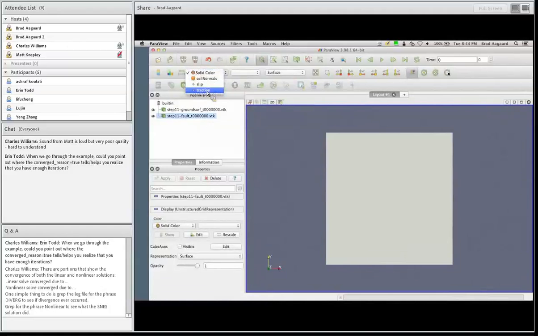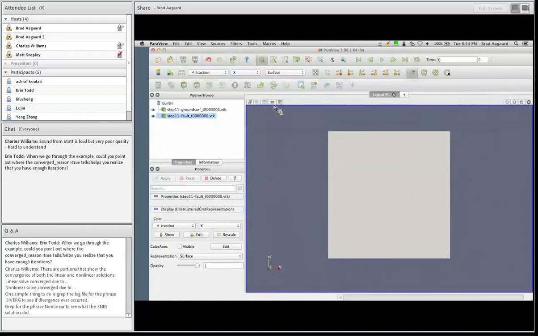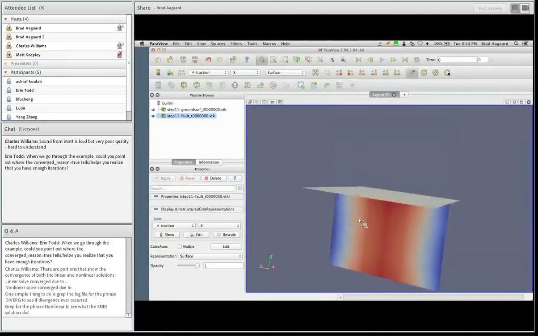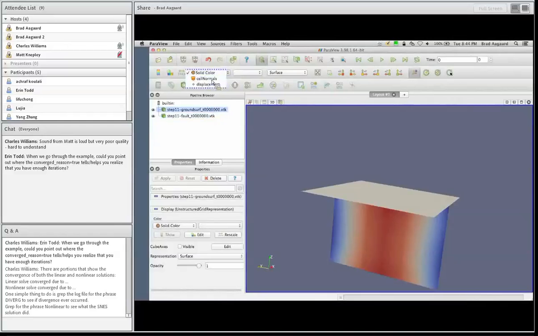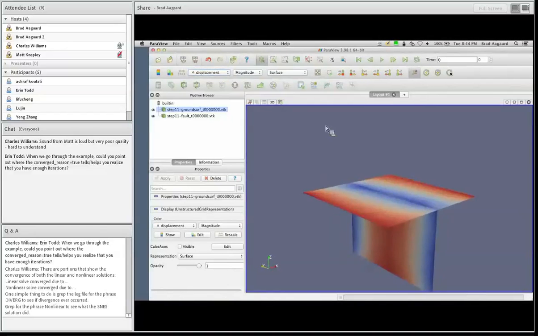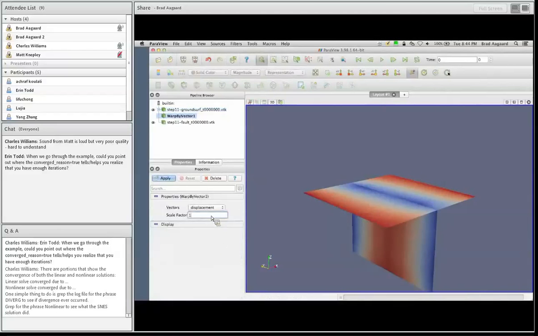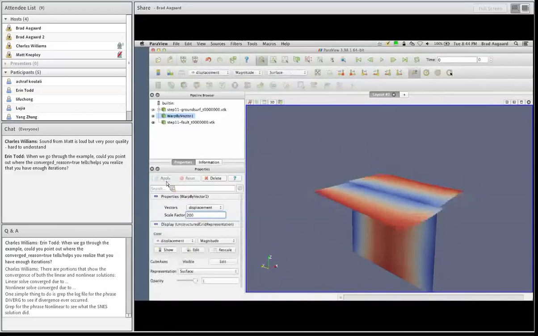So now here we have slip and traction. Let's look at slip. Let's look at traction, actually. Let's look at the shear traction, so traction in the x direction. So there's my traction in the x direction on the ground surface. Let's look at displacement. And let's deform the ground surface by, say, a factor of 200.